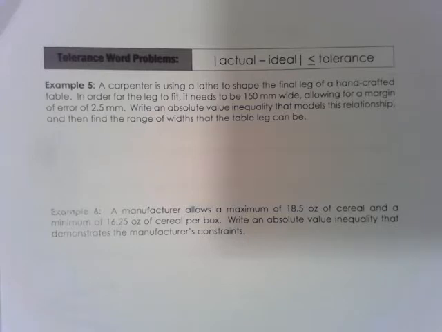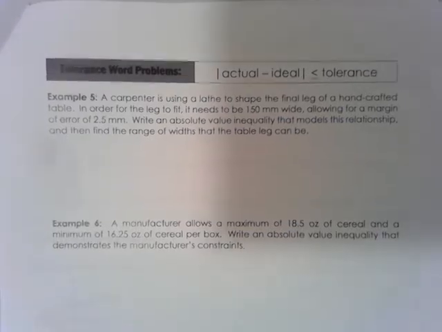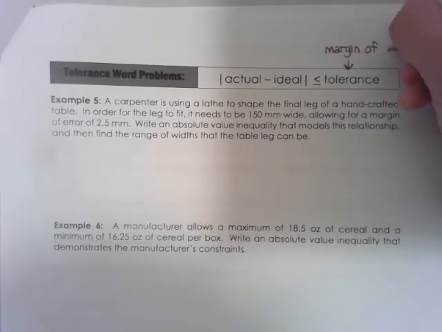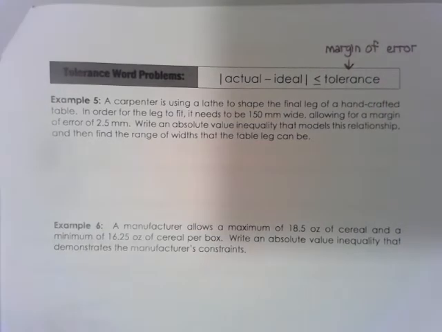A carpenter is using a tool to shape the final leg of a handcrafted table. In order for the leg to fit, it needs to be 150 millimeters wide. Allowing for a margin of error of 2.5 millimeters, write an absolute value inequality that models this relationship, and then find the range of widths that the table leg can be. Before we go any further, I want to point out that tolerance is the same as margin of error. They mean the exact same thing.